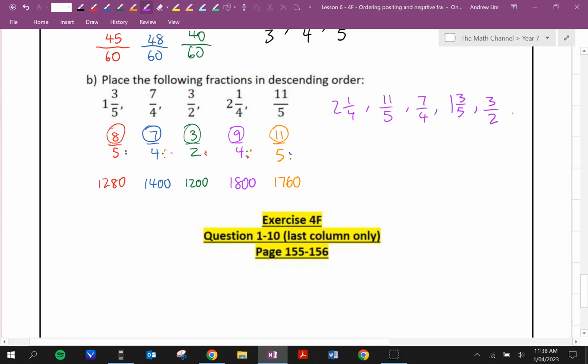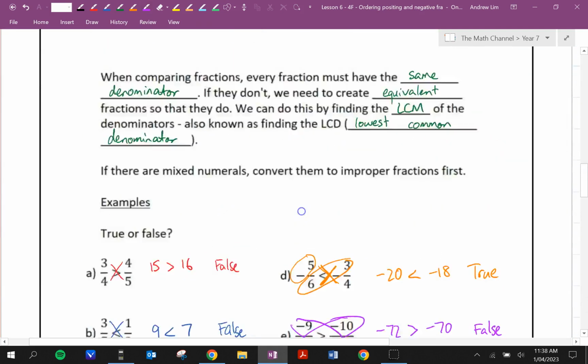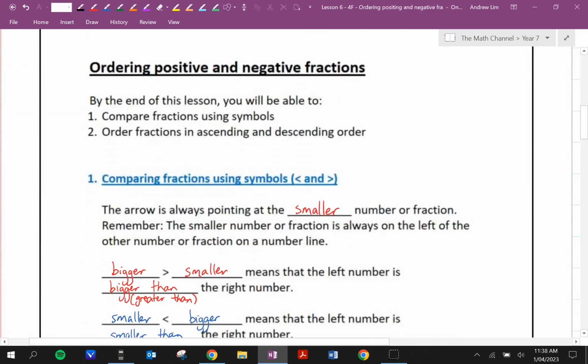Alright, so that's it for this video. Let's have a look at what we learned today. We learned how to order positive and negative numbers by comparing fractions using symbols. And we also learned how to order fractions in ascending and descending order.